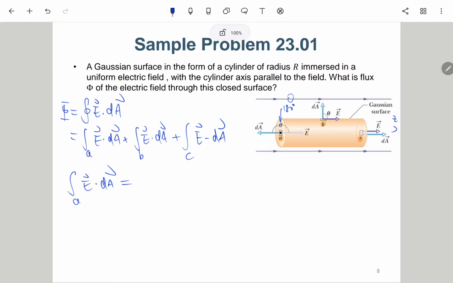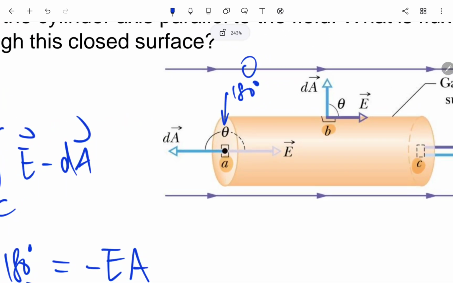So this integration will be E times dA times cosine of 180 degrees. This one is -1, so finally, maybe this is A, and it becomes negative EA. You may ask, where is the dA? My point is that for this case, E is a constant over this surface.